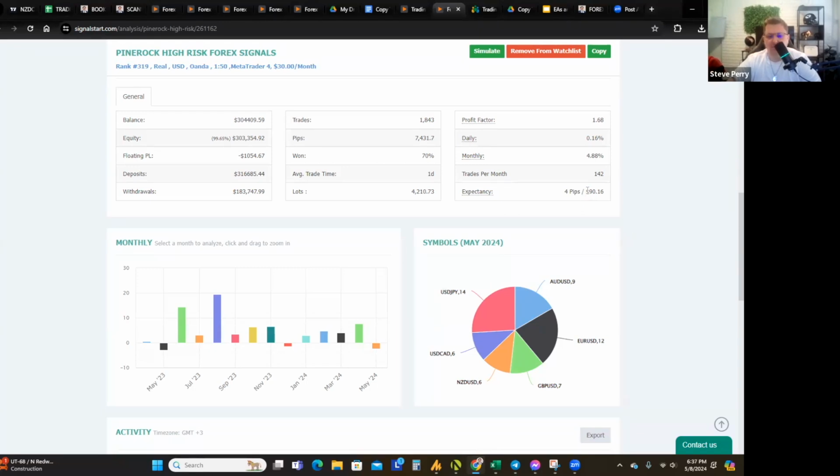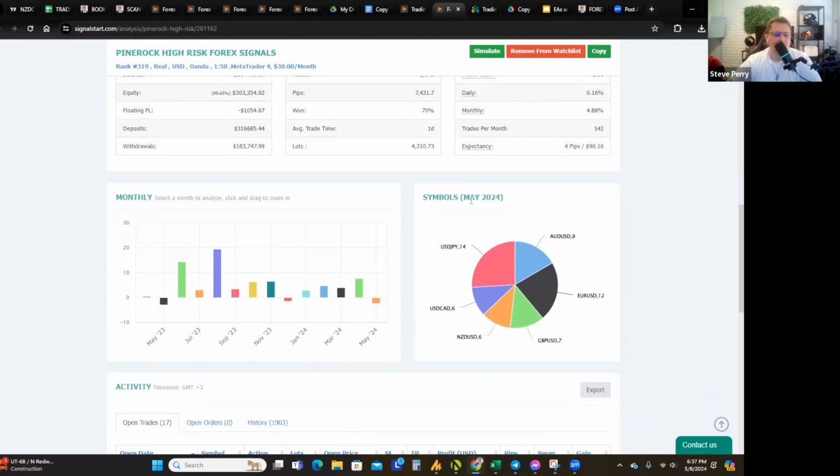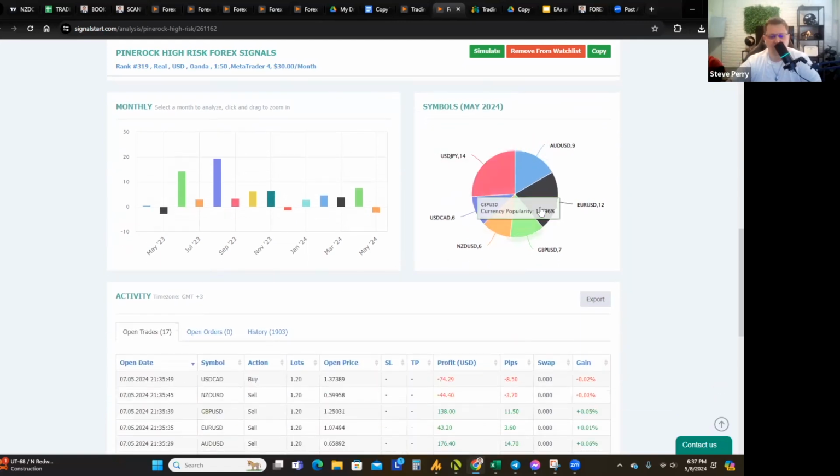And he averages about $90.16 per trade, whether it's a win or not. Expectancy looks at all your trades, so the total profit divided by the number of trades is your expectancy. Oh, and then this shows you what symbols they're using. So this guy's using only forex pairs, at least in May, it's only been forex pairs.